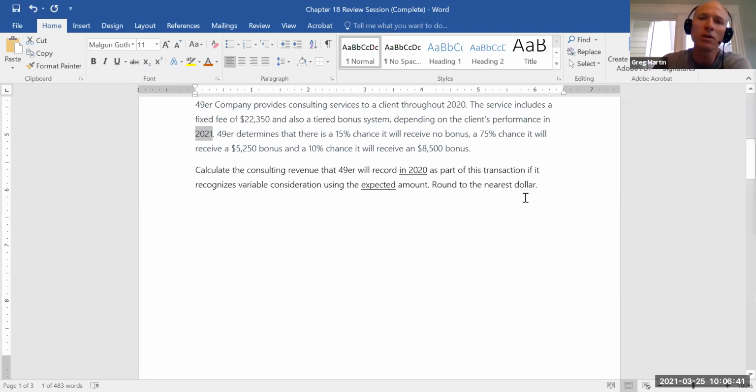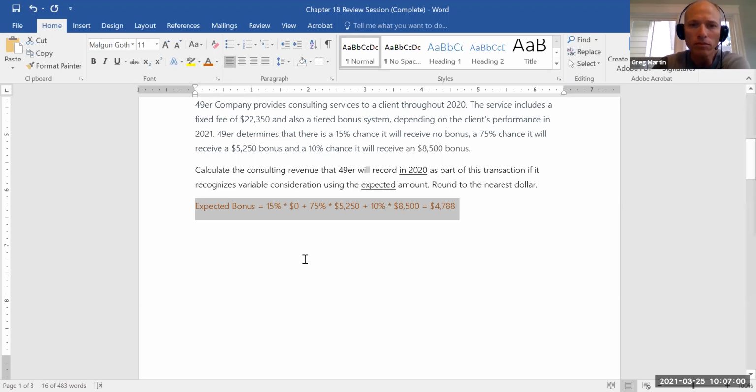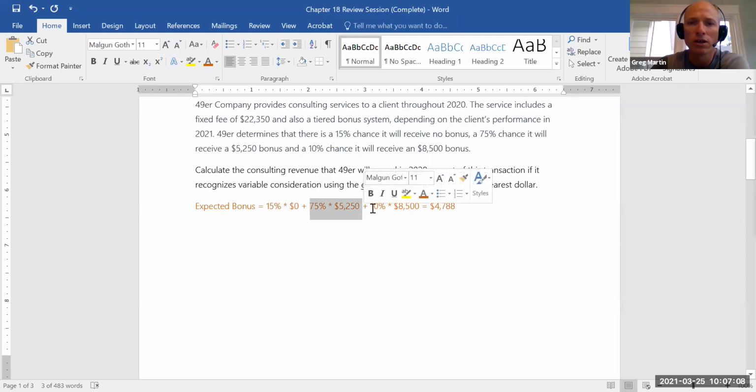Now, if we had been asked to do the most likely amount, then we'd look at the probability distribution and choose the one with the highest probability, which in this case would be $5,250. But again, we're being asked for the expected amount, so we do a weighted average. For the expected bonus, there's a 15% chance that you're not going to get anything, a 75% chance that you're going to get 5,250, and a 10% chance you're going to get 8,500.